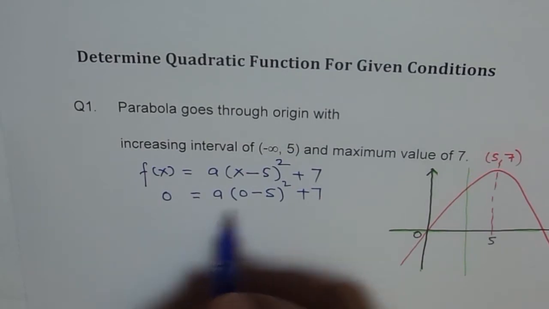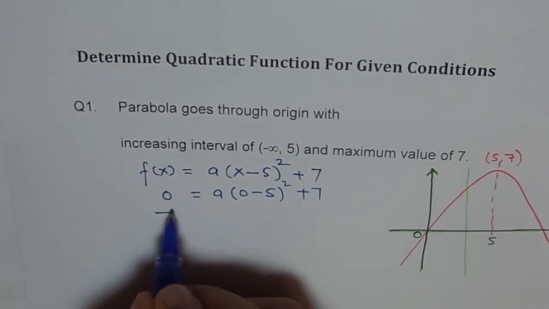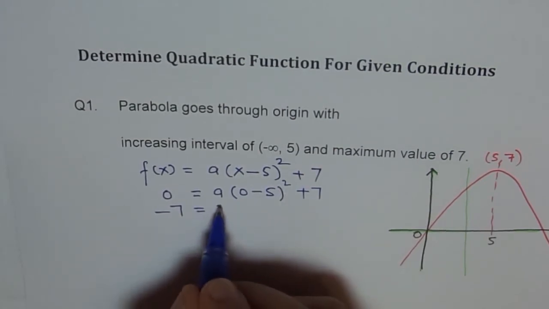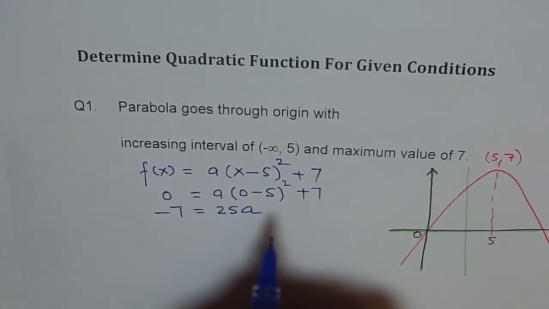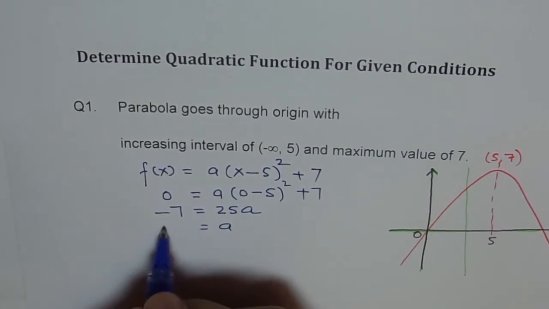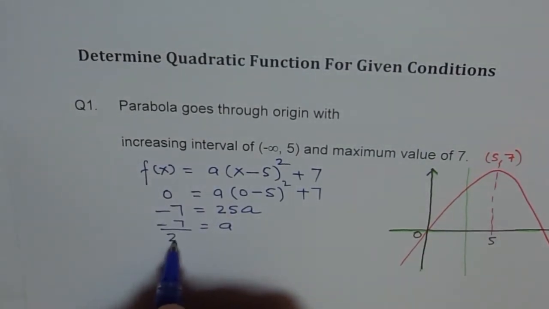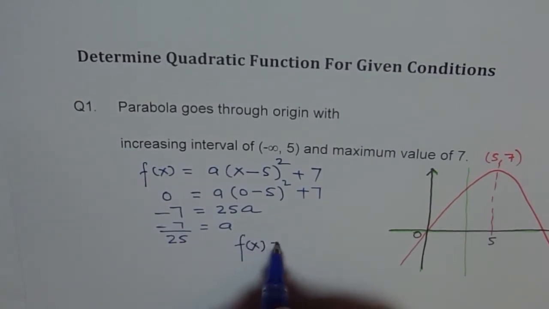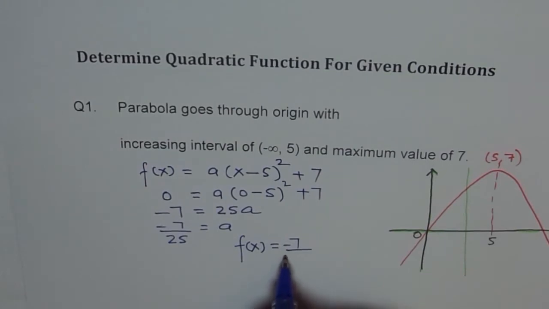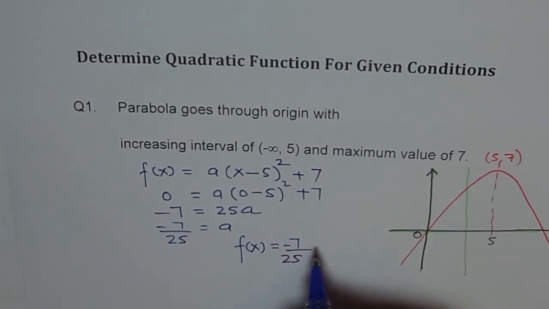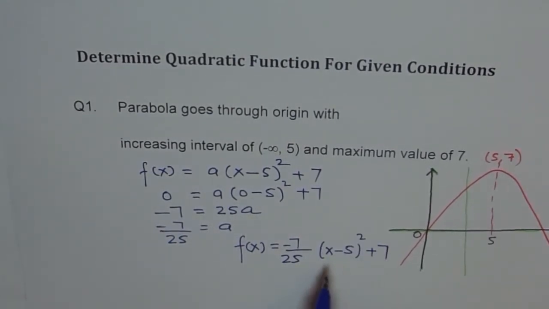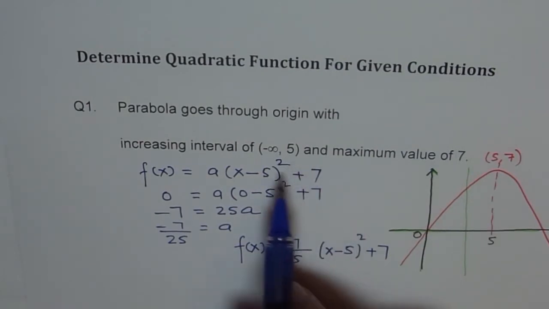Now you can solve for a. So we'll take 7 to this side. So we say -7 = a times (-5)^2, which is 25, so we get 25a, correct? So a is equal to -7/25, correct? Therefore, our function is f(x) = -7/25 (x - 5)^2 + 7, where -7/25 is the a value. So that represents our function for the given condition.